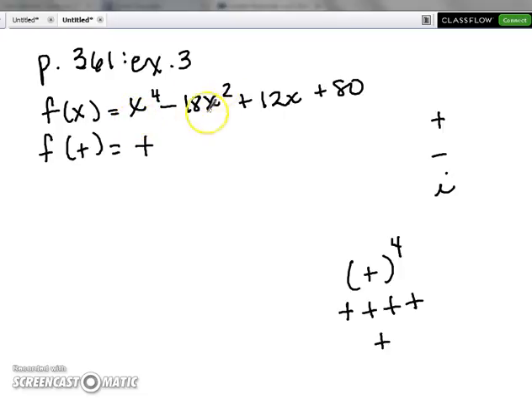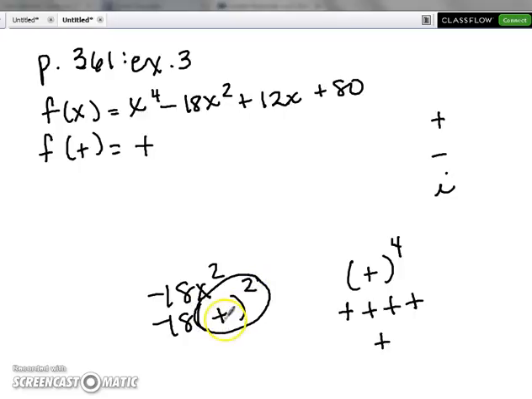When I plug into the second term, I have negative 18x squared, and I'm plugging in a positive number squared. I would do this part first. What is a positive number times a positive number? I'm still going to get a positive number. But now I'm going to bring that down and multiply it by negative 18. So a negative number times that positive number is going to give me a negative answer for that term.